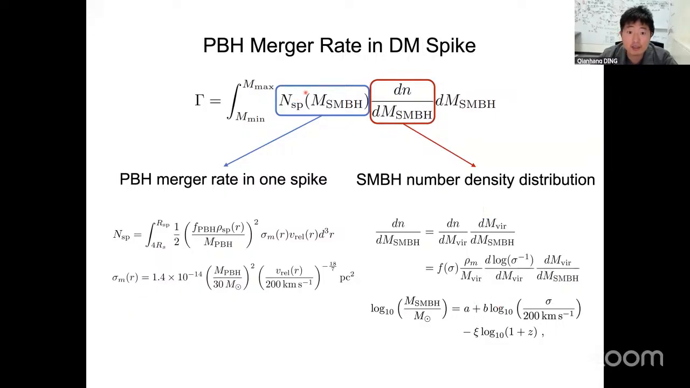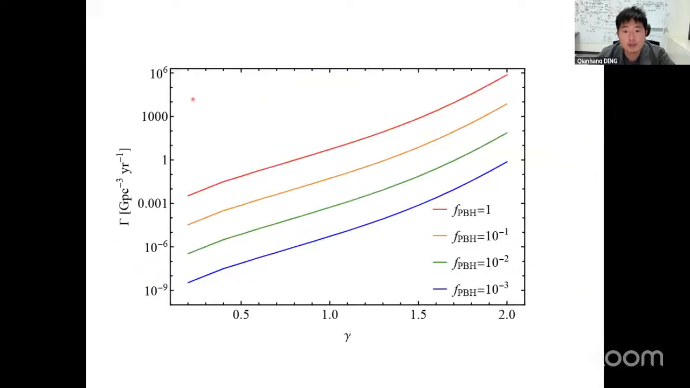Therefore, we obtain the PBH merge rate in one dark matter spike, and we integrate it over all the supermassive black holes. Then we can obtain the PBH merge rate induced by dark matter spikes in our local universe. So we can estimate some quantity. For example, let's say f_PBH equals 1, all the dark matter is PBH. And when gamma, the dark matter density profile power index, is equal to a given value, you can find the PBH merge rate in dark matter spikes is around 10^6 per Gpc^3 per year.